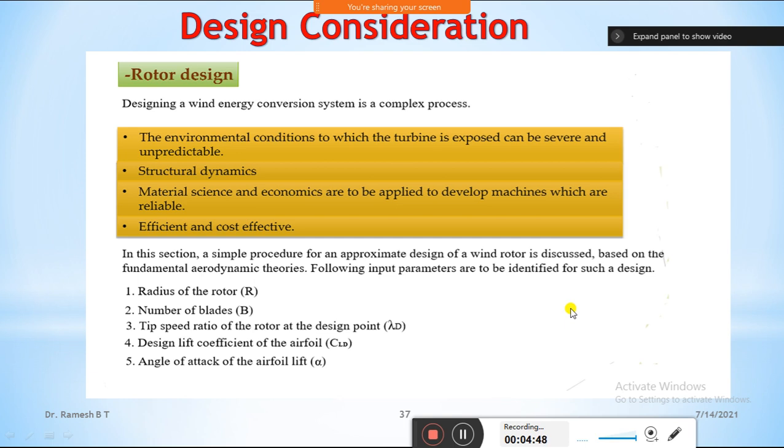The whole assembly is mounted on a tower so that it turns clear of the ground. It won't touch the ground. It should turn clearly, without being subject to any kind of disturbances or obstructions. It should rotate very clearly and away from the surface drag and interference.